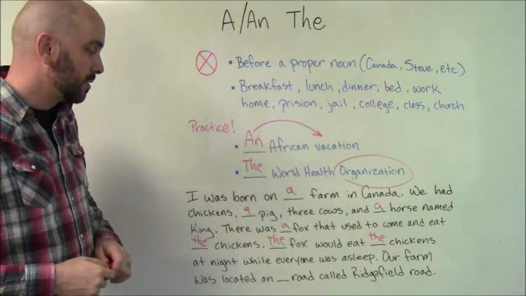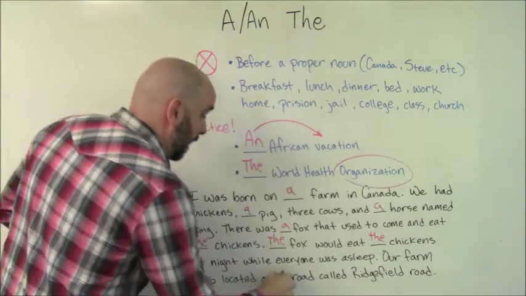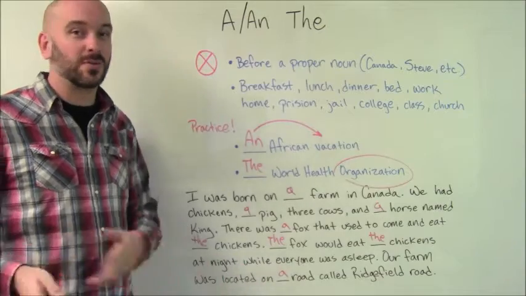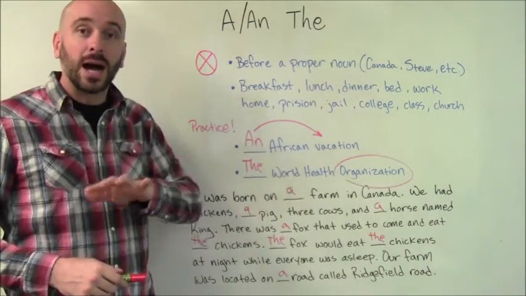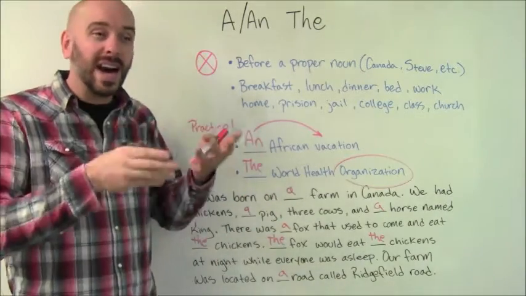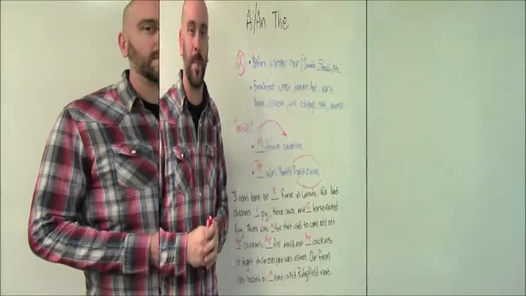Our farm was located on a road called Ridge Valley Road. There are many roads. Our farm was on one of them. You see how we can switch between a, an, and the, depending on when we're talking about one of many, or we've highlighted that one of many, and now that's the focus.